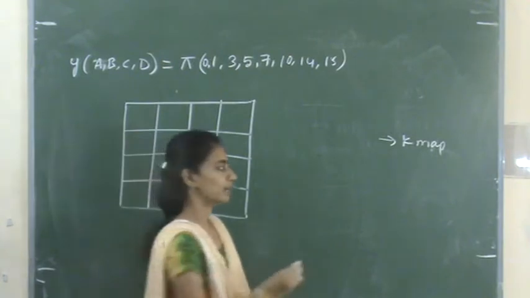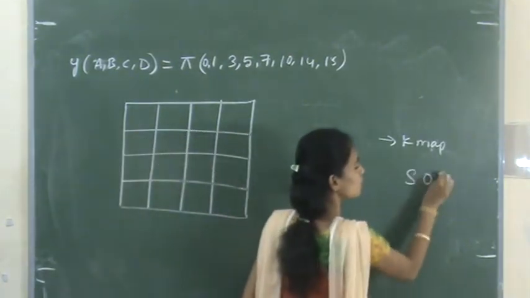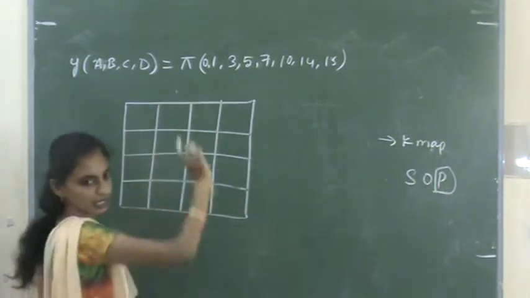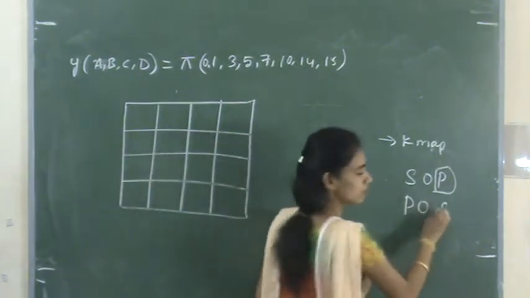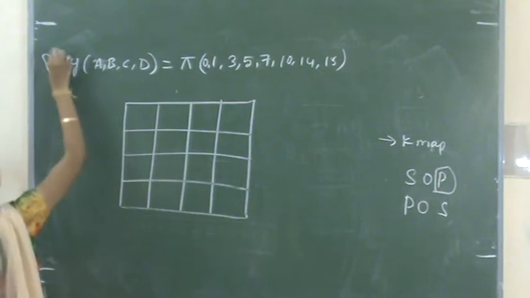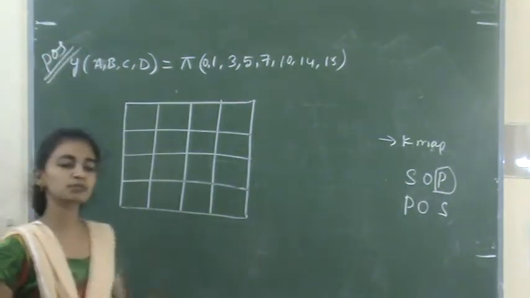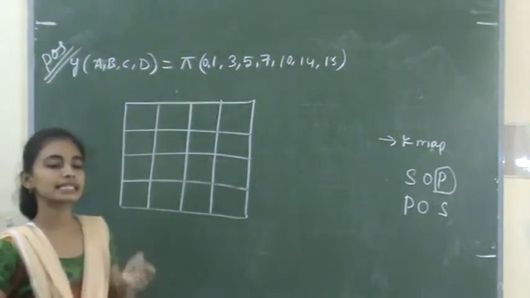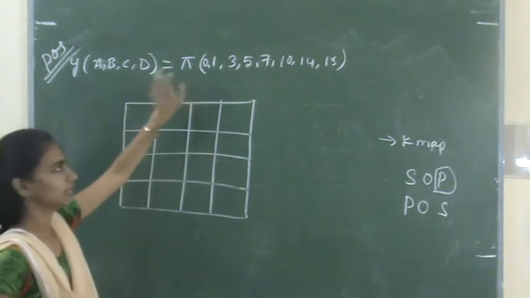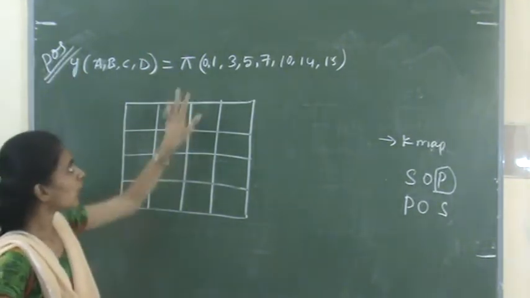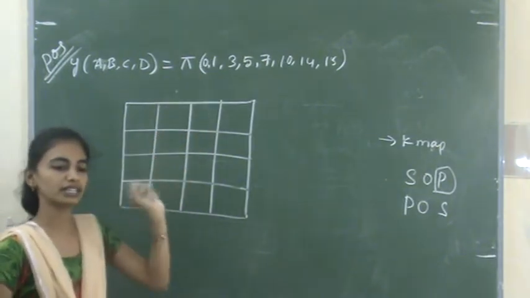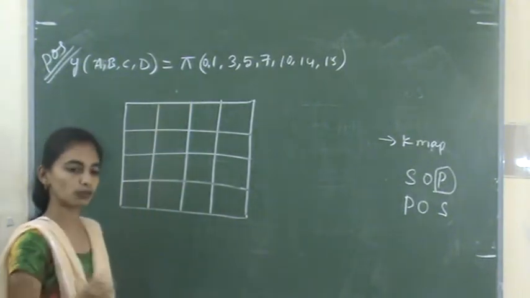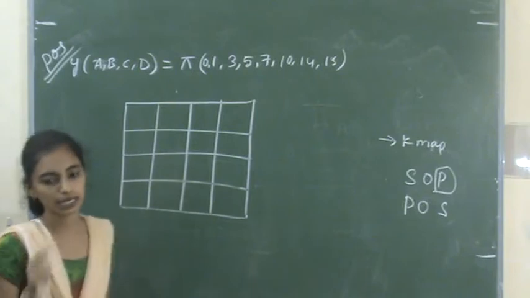See, in SOP, SOP means first we are producing the terms, I am writing product terms here. Now I am doing the POS method, right? So this is the POS method. How to find whether it is POS or SOP? If they mention summation, that is SOP. If they mention pi, that is POS, okay? With the help of this you can identify whether it is SOP or POS. Now they mentioned pi, so it is POS. I have to do it in the POS method, okay?